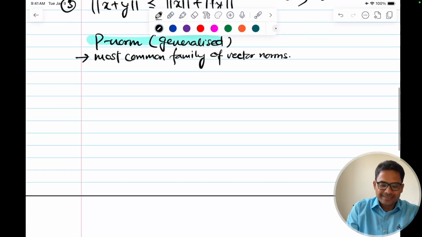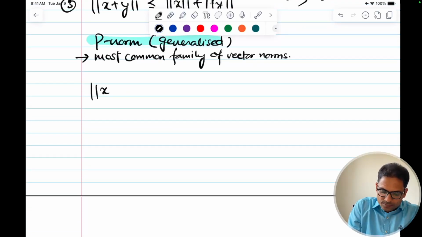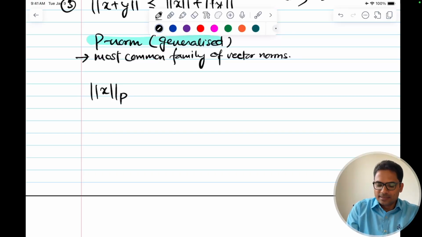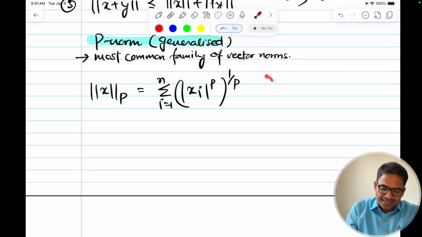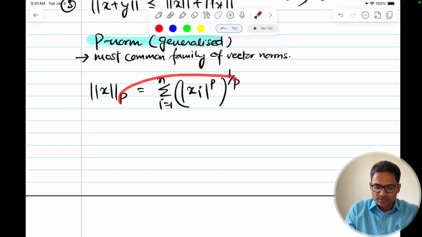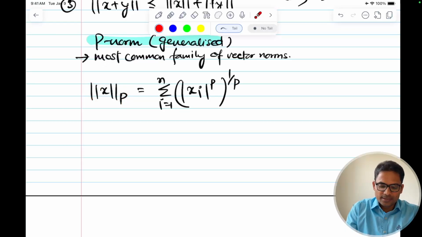And what is the function? The p norm of a vector is given by the summation from i equal to 1 to n of the magnitude of xi to the power p, and this whole thing to the power 1 by p. This is the generalized p norm. Here p can be 1, 2, 3, n, like that. So this is the placeholder for that, the power of the norm we are dealing with. What power of norm we want, that is the generalized form.